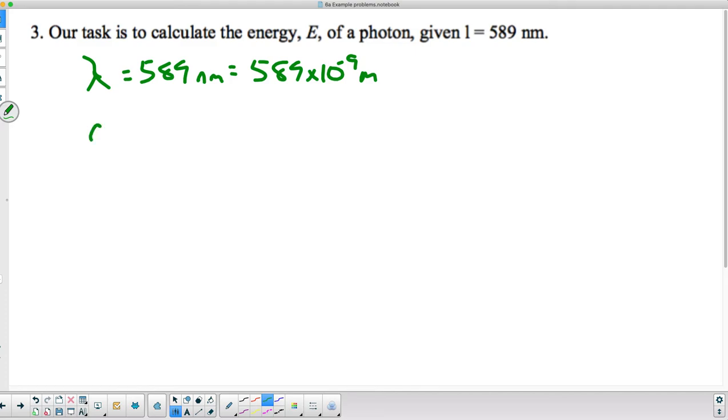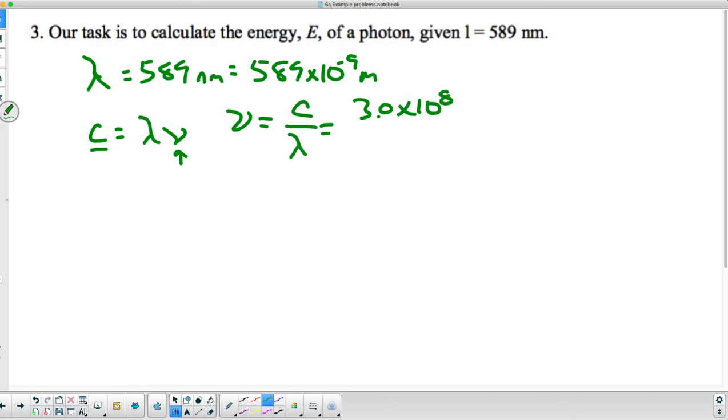I'm going to use c equals this, but instead of finding c, I'm going to actually find frequency. So frequency looks like c divided by wavelength, which means 3.0 times 10 to the 8th meters per second, the speed of light does not change, divided by 589 times 10 to the negative 9th meters. Meters cancel.